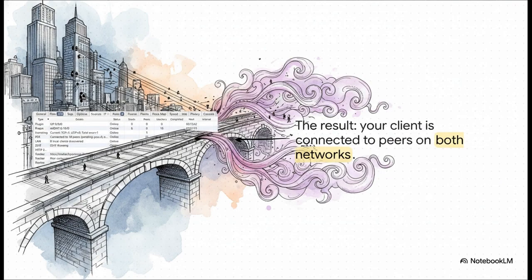Your client can still find and share with people on the public internet just like it always does, but now it can also connect with anonymous peers on the I2P network using those new trackers. You are officially connected to both worlds at once.